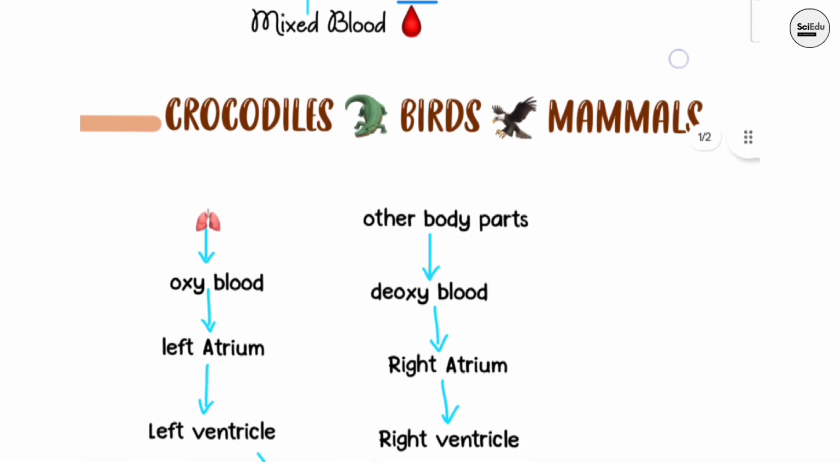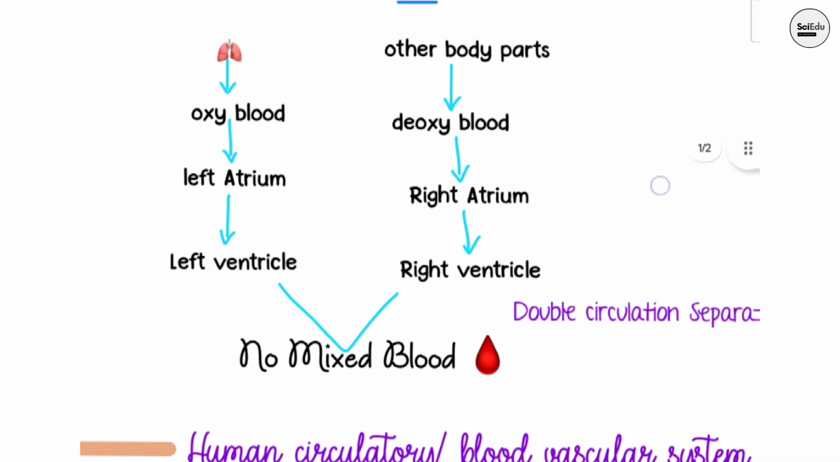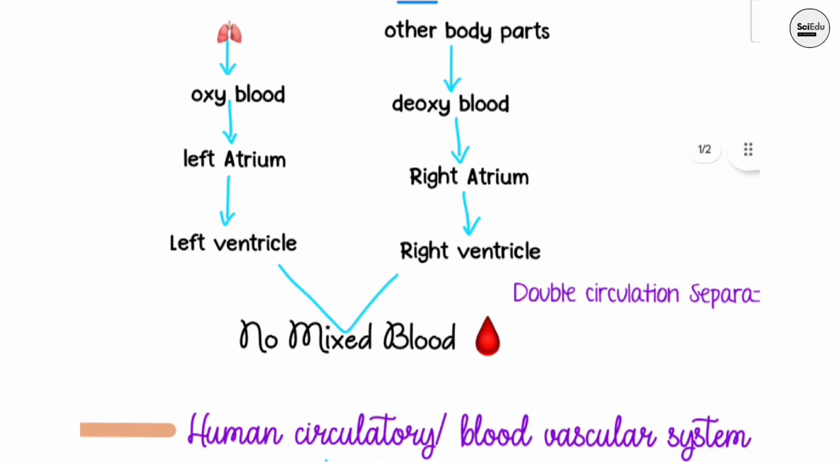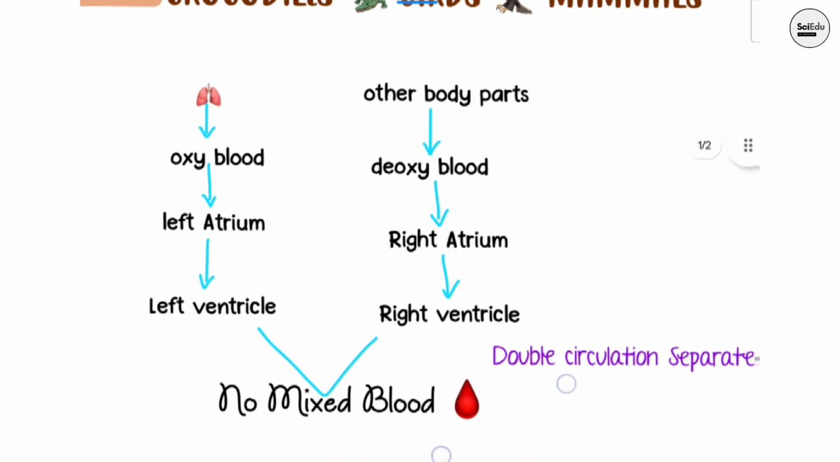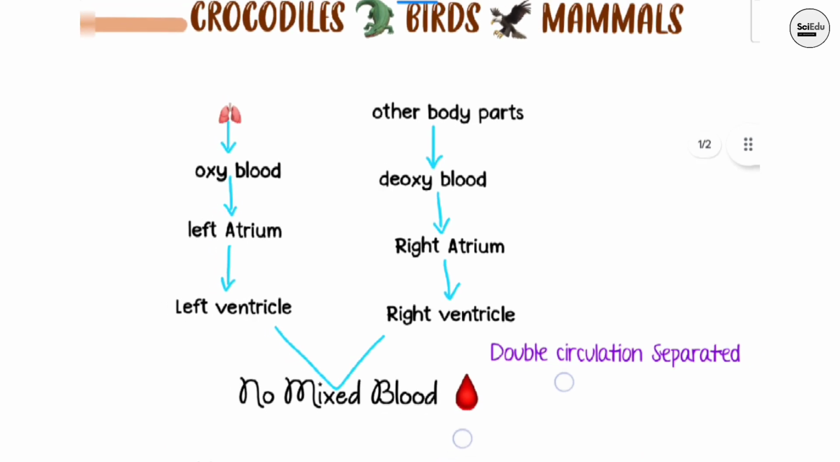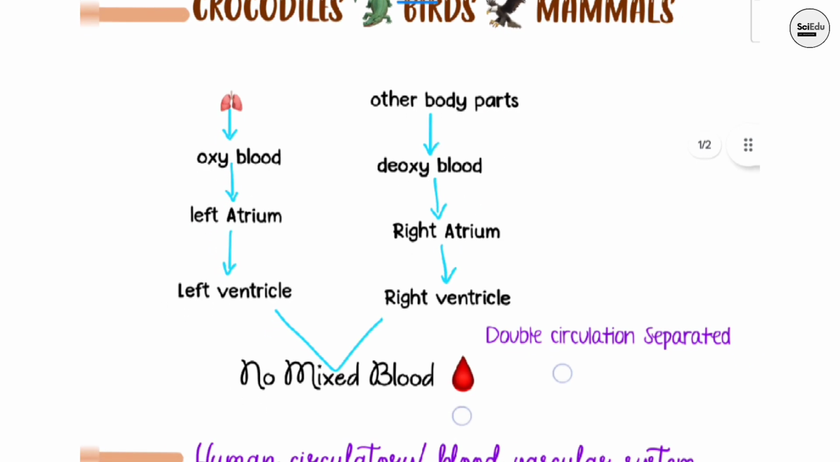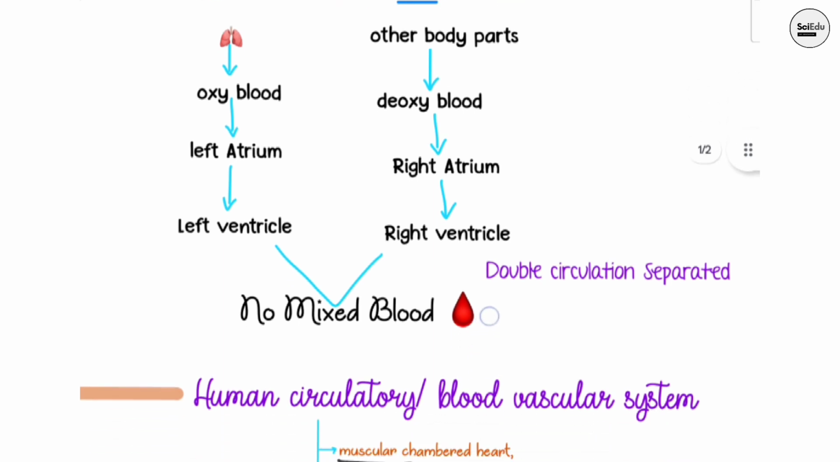In birds and mammals, oxygenated and deoxygenated blood received by the left and right atria respectively passes on to the ventricles of the same sides. The ventricles pump it out without any mixing up, i.e., two separate circulatory pathways are present in these organisms, hence, these animals have double circulation. Let us study the human circulatory system.